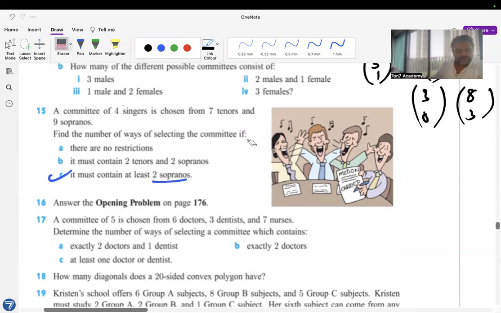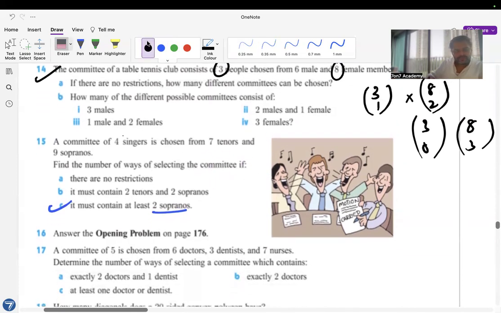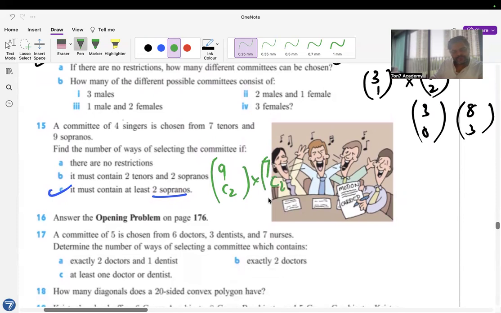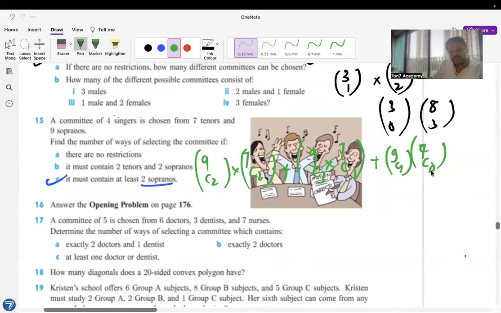If you select 2 out of 9, then 9C2, and the remaining 2 you select from 7C2, or 9C3 into 7C1, or 9C4 into 7C0. If it is 0 here, this value is going to be 1. Okay, so now you can evaluate it.